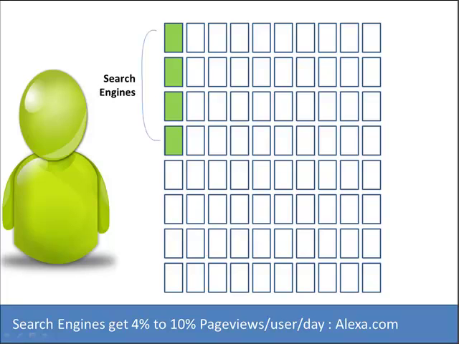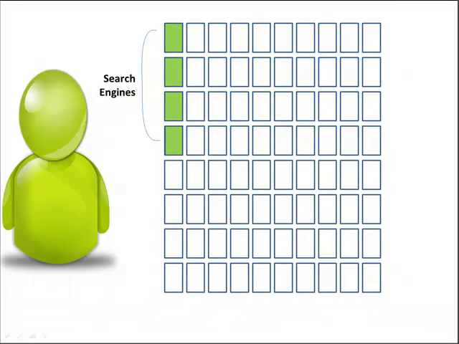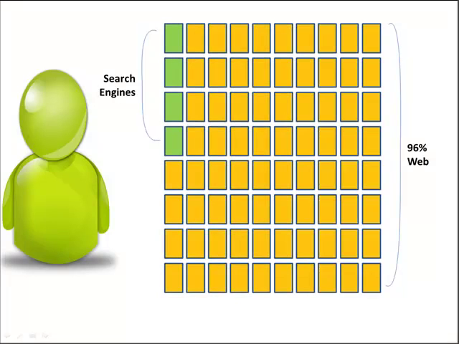So if search engine pages are only getting 4 to 10% page views in a day from a user, where do the rest of the page views go? Well, all these page views are distributed among other websites that talk about the same topic. What if there was a way to tap the traffic from the rest of the 96% of web pages that are out there?